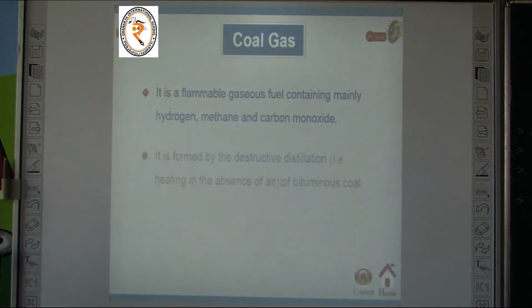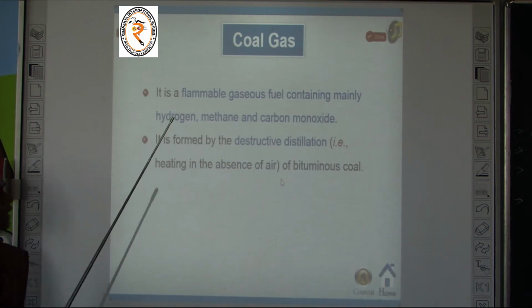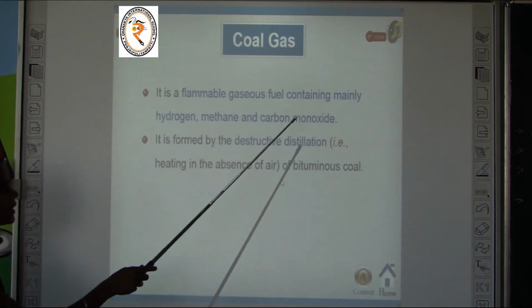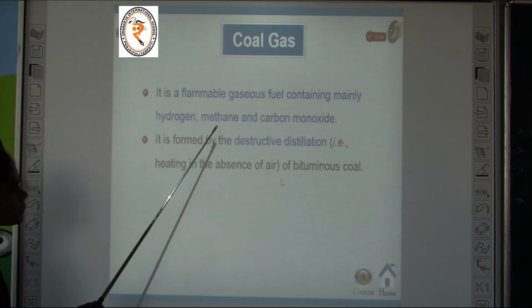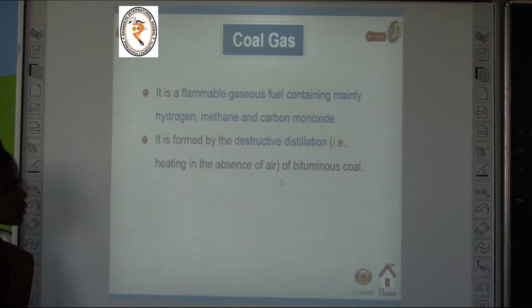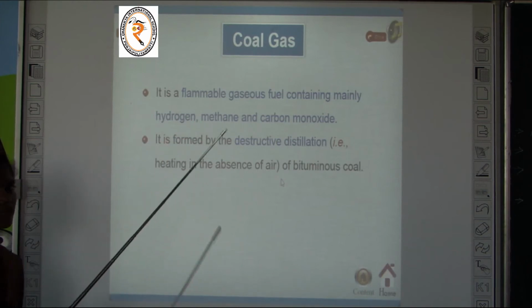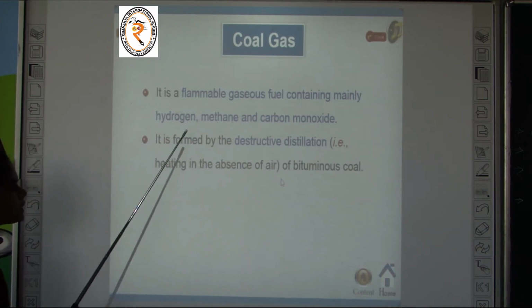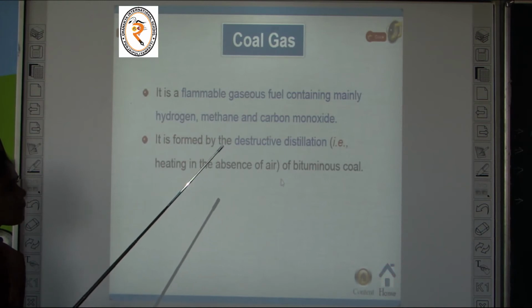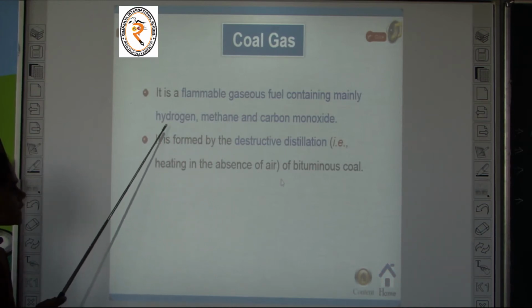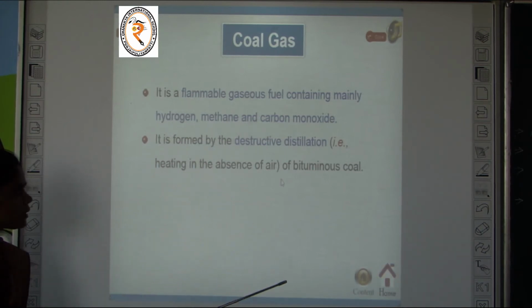The next one, coal gas. It is a flammable gaseous fuel containing mainly hydrogen, methane and carbon monoxide. It is also a coal product. Flammable means it gives heat energy. And what are the components they have? Hydrogen, methane and carbon monoxide.